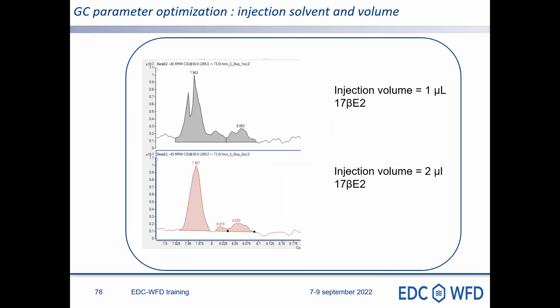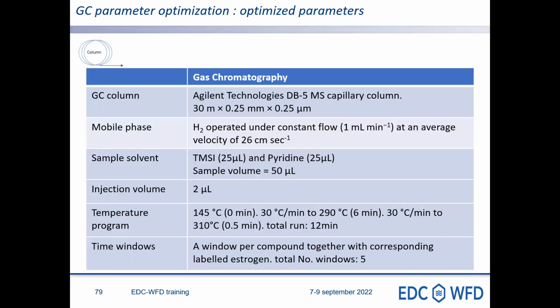Here is just another example confirming this observation, for example for 17 beta estradiol. In this table, you can find the final optimal information, and apart from injection volume, we also optimized the sample volume again to get the lowest limit of quantification. We wanted to find the lowest possible volume, and this resulted in 50 microliters.